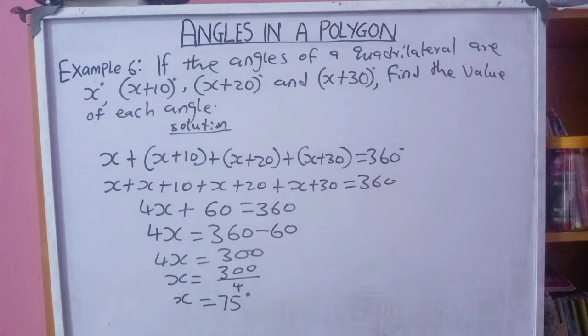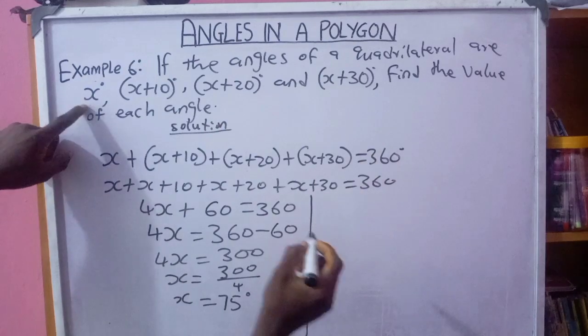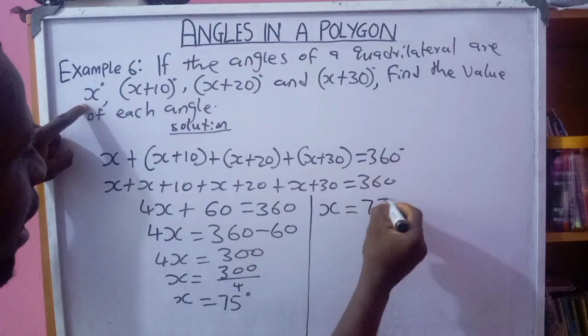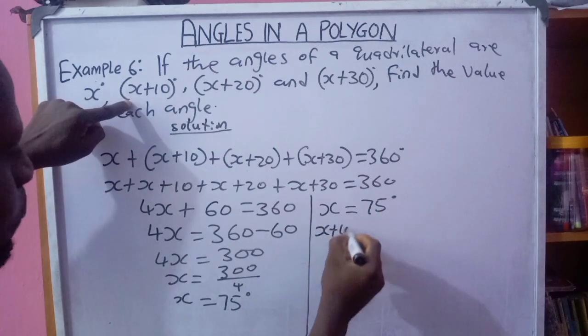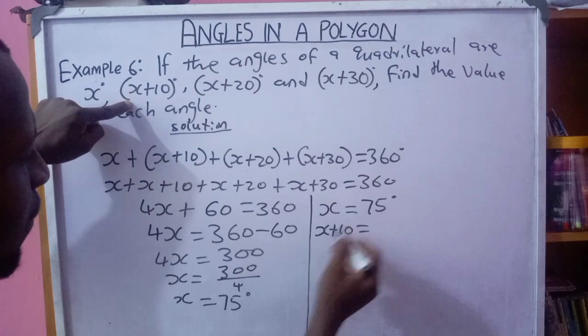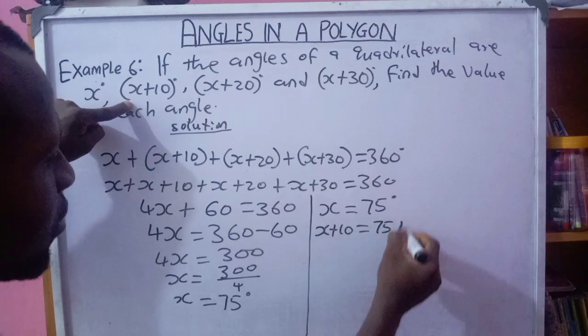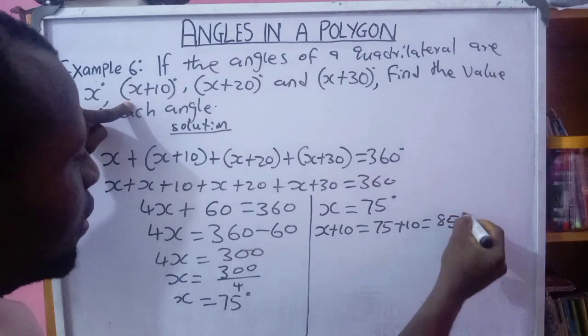So we've gotten the value of x. Remember what the question says: we should find the value of each of these angles. The first one we already got, so the value of x is automatically 75 degrees. As for this one, which is x plus 10, we substitute 75 for x. That gives us 85 degrees.